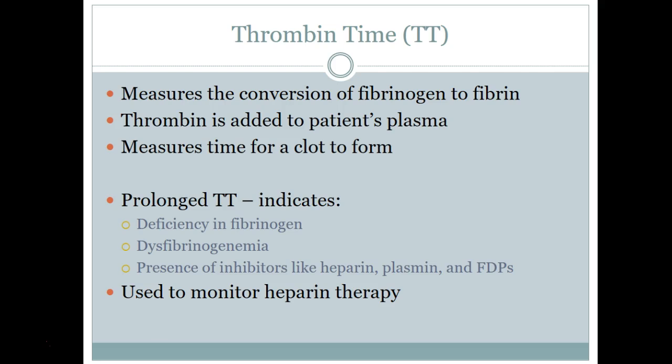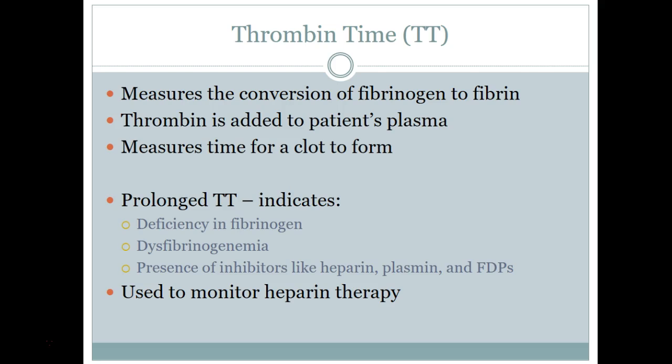And then the thrombin time. This test is all about fibrinogen, which is factor 1. It is actually measuring the conversion of fibrinogen to that fibrin clot, which is at the end of both pathways. And so we're adding thrombin reagent to the patient's plasma. And again, it's a measuring process. So anytime you get a prolonged thrombin time, it's going to indicate something with their fibrinogen.